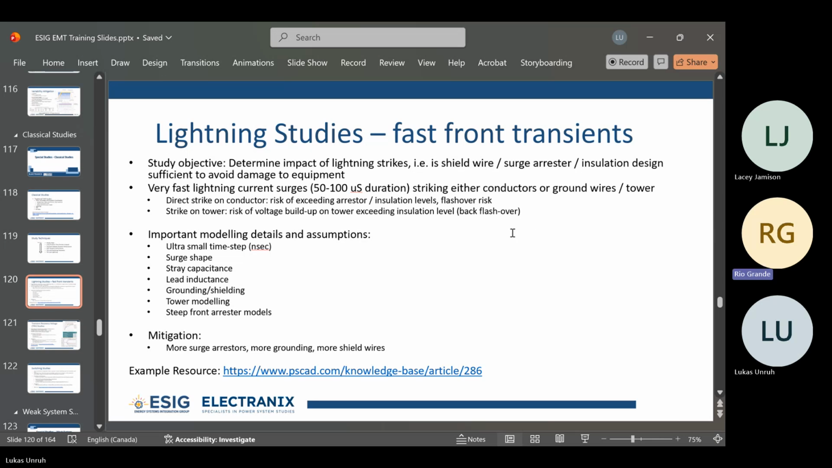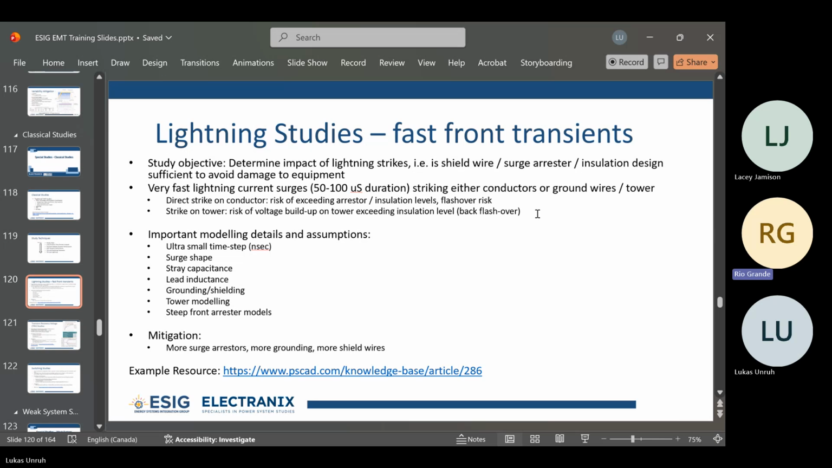So this one, lightning studies, also called fast transient studies. What we're trying to do with these studies most of the time is to determine the impact that a lightning strike would have on a station or on a tower. This assesses the shield wire configuration, the surge arresters, and the insulation design, and figures out whether that design is going to be sufficient to avoid damage to equipment.